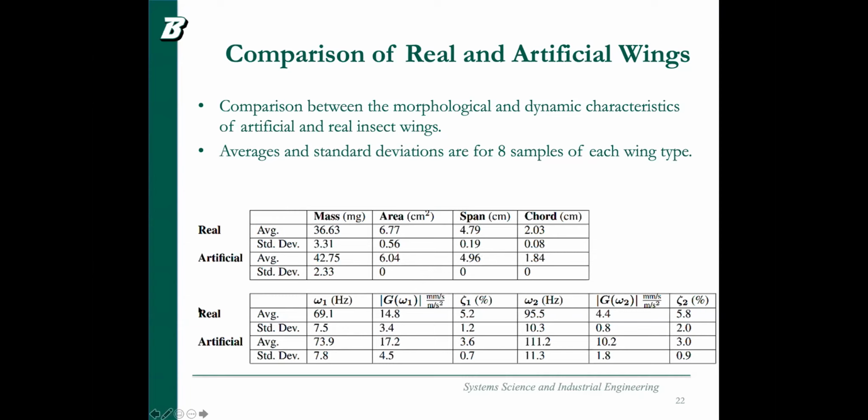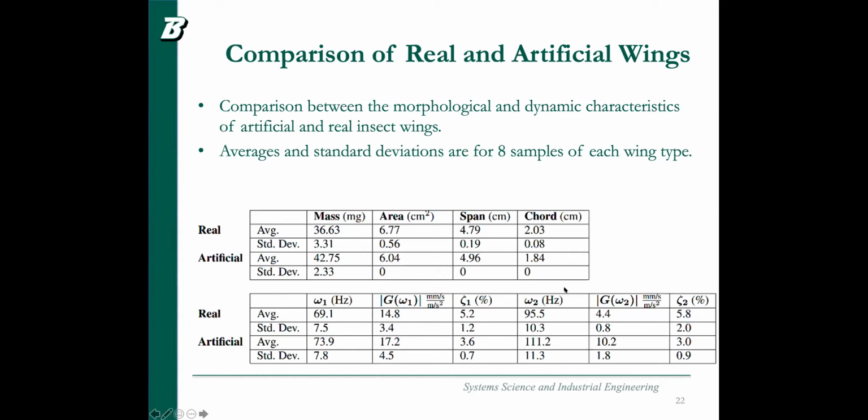We also compare the dynamic characteristics. And as we can see, this is the natural frequency, the resonant frequency of the bending. So the real wings have about 70. We have a very similar, very close, 74. And the standard deviation, we have a little bit larger, but it is very close. And the gain is also very close. And this is the damping ratio.